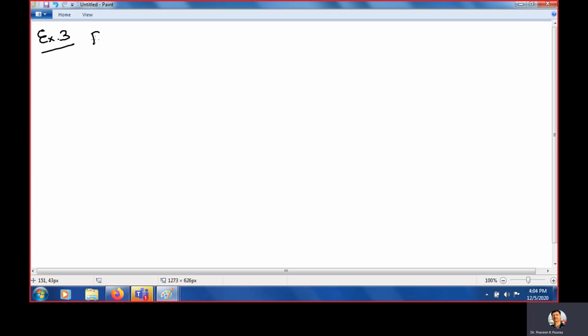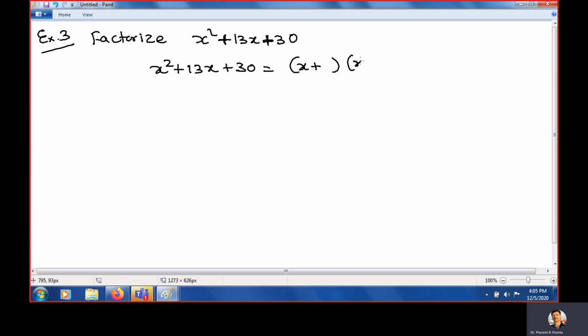Factorize x square plus 13x plus 30. Okay, because here is plus, both plus means case 1, and in case 1 what is the answer? The answer is simple. It is x plus and x plus.